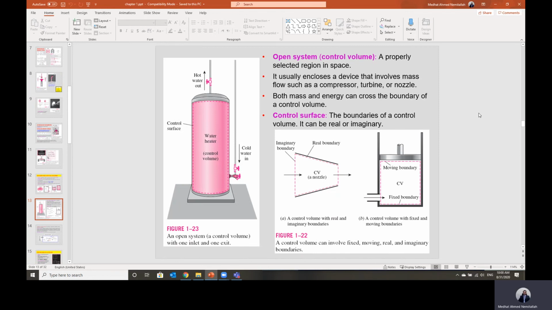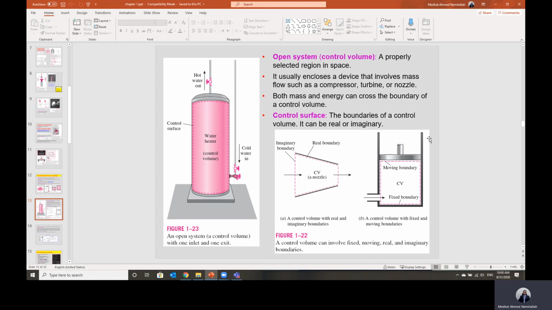As for open systems, most of the systems in our engineering applications are open systems, like nozzle, fan, compressor, turbine. All of these devices are open systems because they allow for mass transfer. We have mass in and mass out.